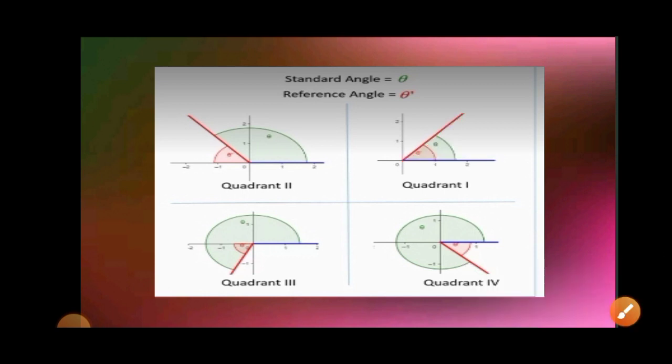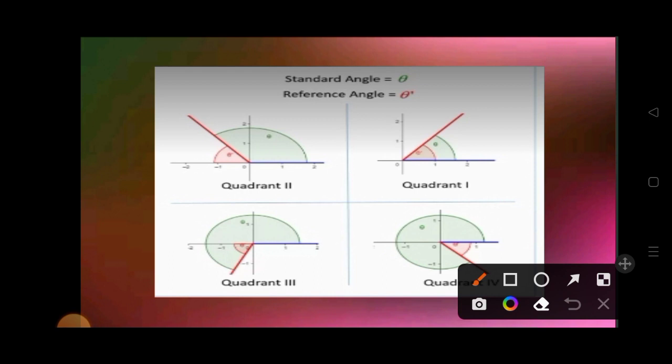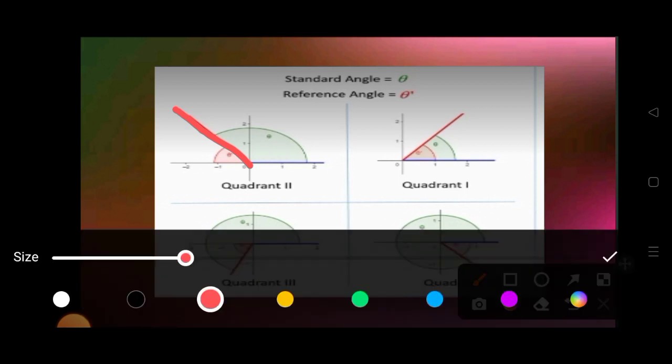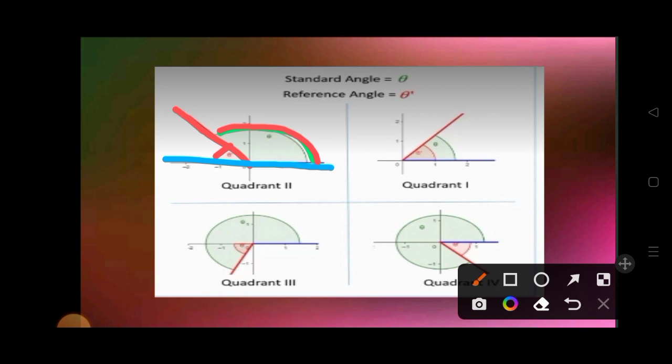In quadrant 2, this is our reference angle, our terminal side, the standard angle, our x-axis, and our reference angle. So why can we consider this angle as our reference angle? It is because a reference angle is an acute angle.